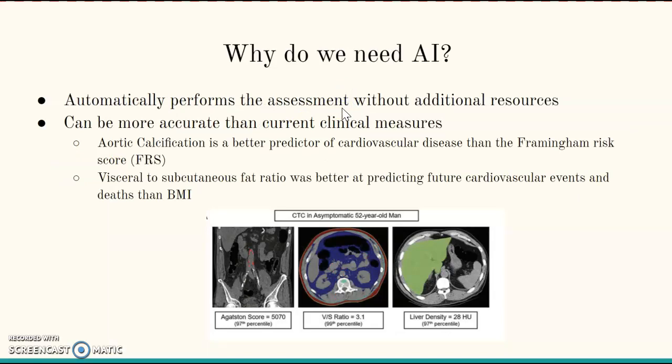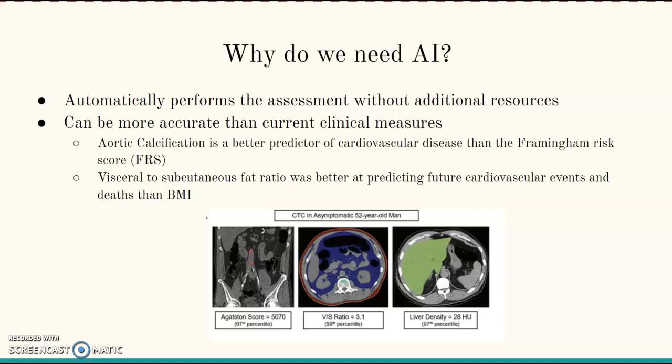So why do we need AI to solve this problem? Well, with AI, you don't need any additional time or medical personnel, and it is cost efficient. It automatically performs this assessment without additional resources, and it can be more accurate than current clinical measures.